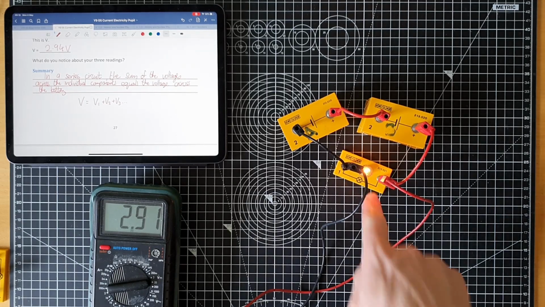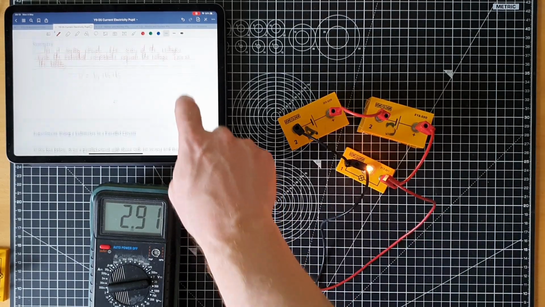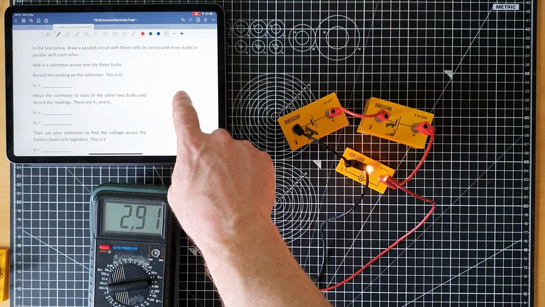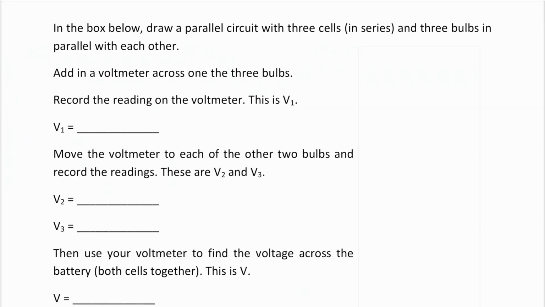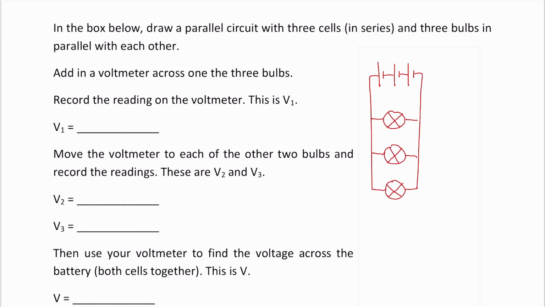What happens if we start adding things in parallel? So in the box below, draw a parallel circuit with 3 cells in series and 3 bulbs in parallel with each other. There are 3 cells in series. You should be using a ruler for this. And we need 3 bulbs in parallel. Okay, so let's build this circuit and see what it looks like.